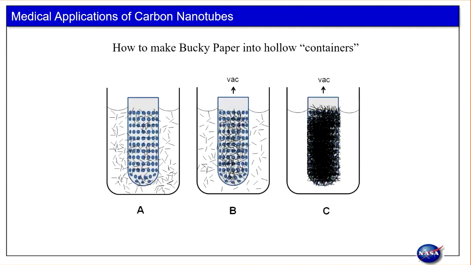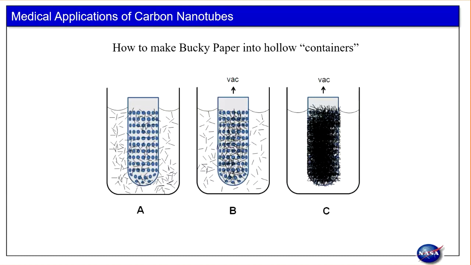So what we have developed at NASA Ames is a way of making bucket paper into these hollow containers that I have alluded to a couple of slides ago. And it's a wonderful method. It's a very simple method that just involves taking a mold that is perforated on its surface, as shown in panel A, for instance. You can see the blue dots represent perforations of some physical mold that might be made of steel or some other inert material.